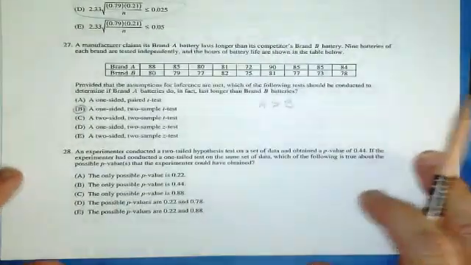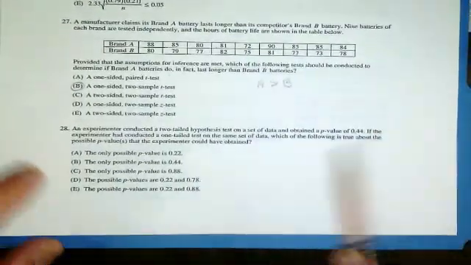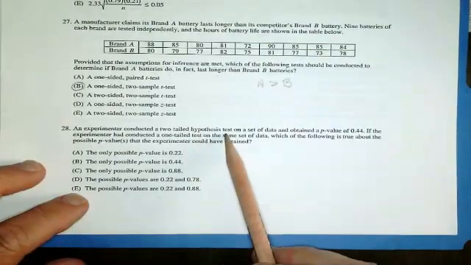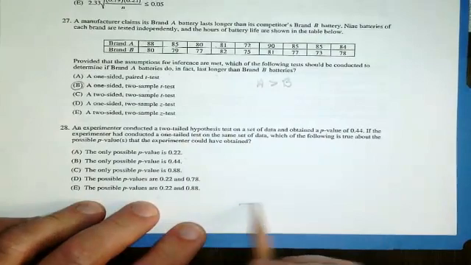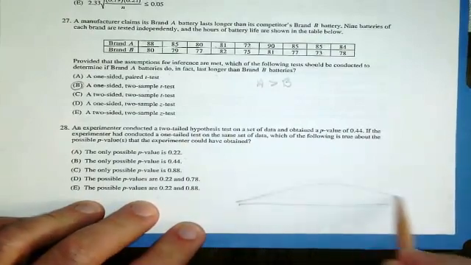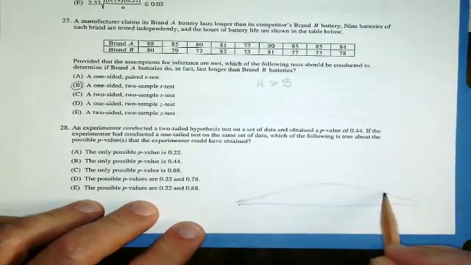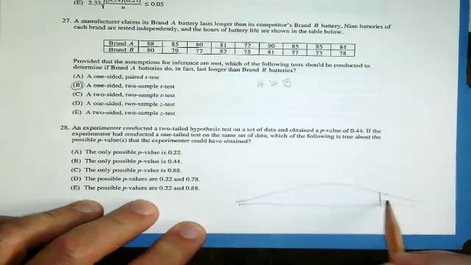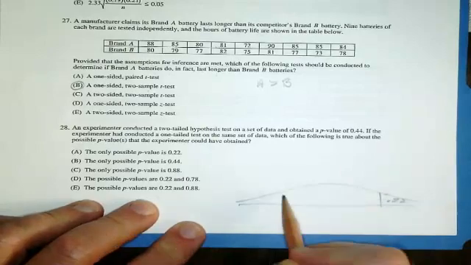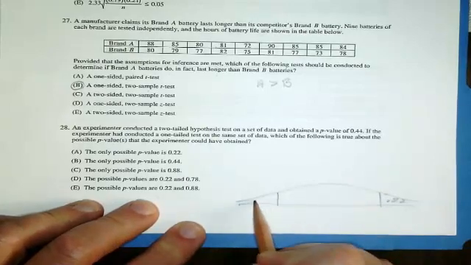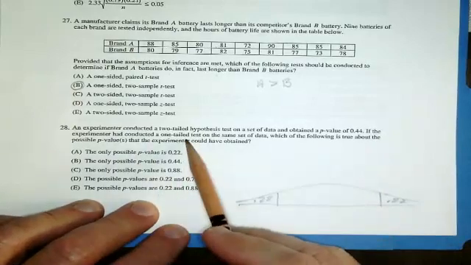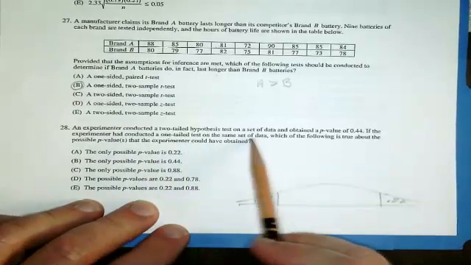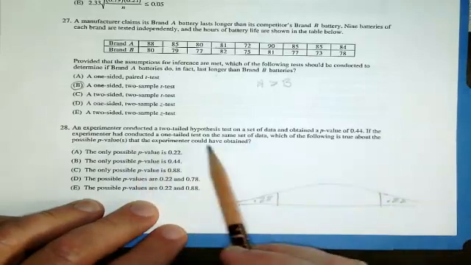Okay, so question 28. They conducted a 2-tailed hypothesis test and got a p-value of 0.44, which means this. If I have a normal model, it means I found a percent over here of 0.22. This is 2-tailed, and a point over here of 0.22. So if the experimenter conducted a 1-tailed test with the same data, which would be true about the possible p-values the experimenter could have obtained?